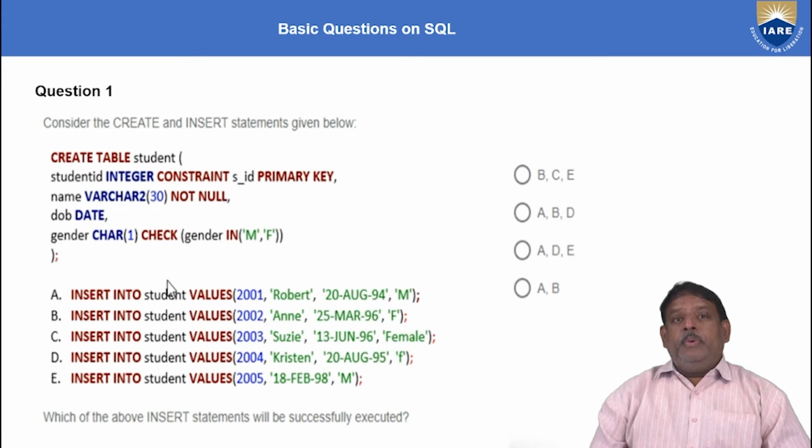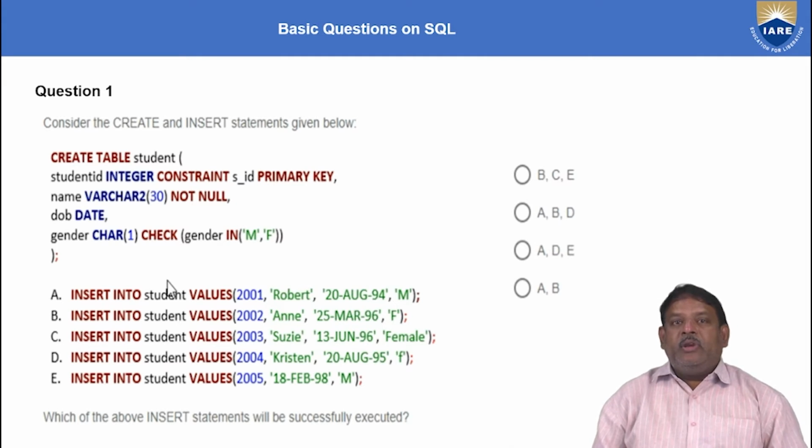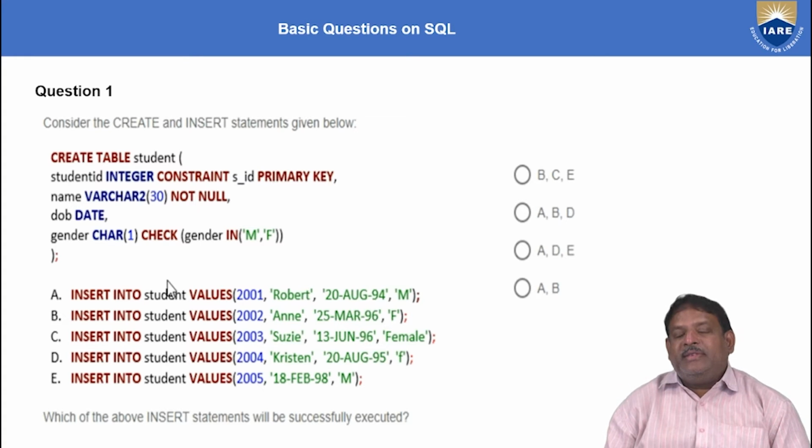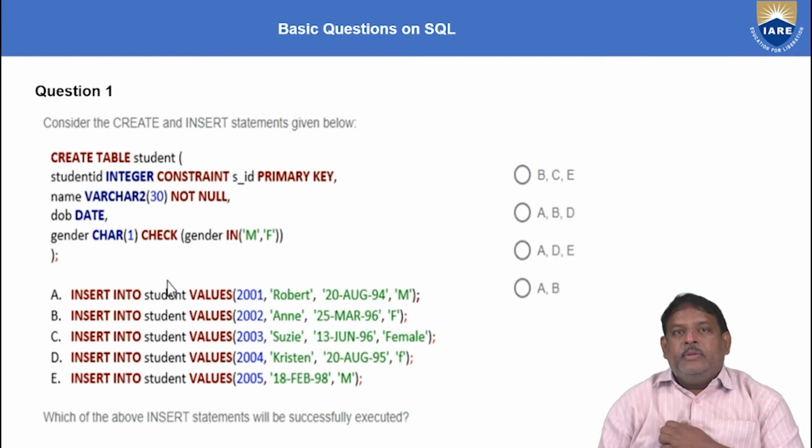Then DOB, the date of birth, is of type date, and gender is the 4th column of type character 1, and it also has a check constraint. He is saying that the gender should be either M or F: M for male, F for female. So the first step is to create a table by the name student having 4 columns: student ID, name, DOB, and gender. Then he is going to insert some records.